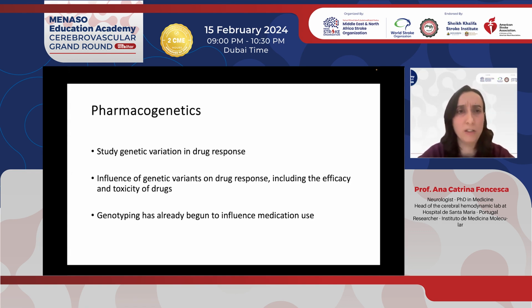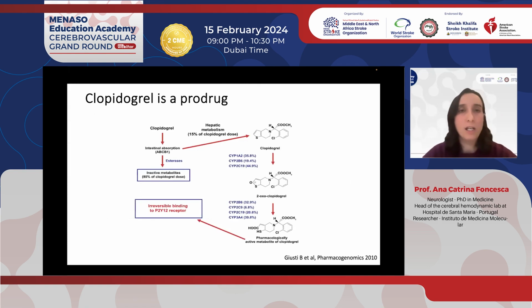So pharmacogenetics refers to the study of genetic variation in drug response. And we know there's an influence of genetic variants on drug response, including the efficacy and toxicity of drugs. And genotyping has already begun to influence medication use, actually. So clopidogrel, the last speaker just talked about clopidogrel. Actually, we know it's a prodrug, so it is inactive and it needs to be metabolized by the cytochrome CYP2C19 in order to be active.